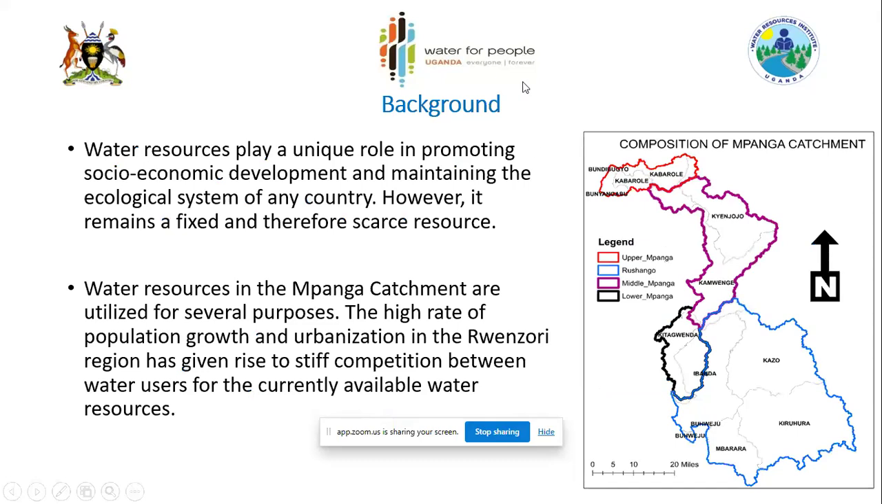So a background of this study, it's now well appreciated that water resources are very critical in promoting socio-economic and ecological development of any country. However, we also note that it's a fixed resource, and that makes it very scarce. And taking Mpanga as a case study, we are seeing that this is being utilized for several purposes.